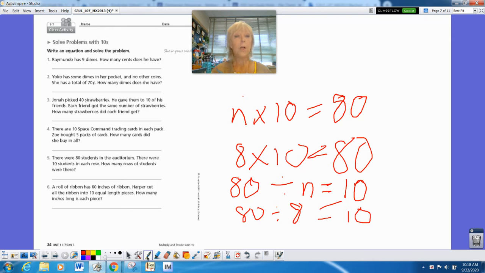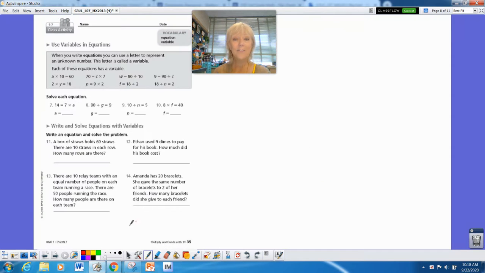All right. So those letters are what is called variables. So in today's lesson, we are going to work on variables. So let's read up here in our little bluish box. When you write equations, you can use a letter to represent an unknown number. This letter is called a variable. Okay? So basically, it's what are you solving for? So here we show a times 10 equals 60. So we need to replace that a with the correct number that goes in there.